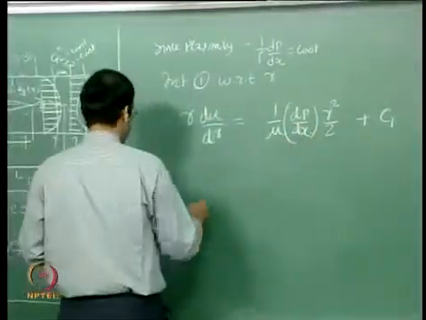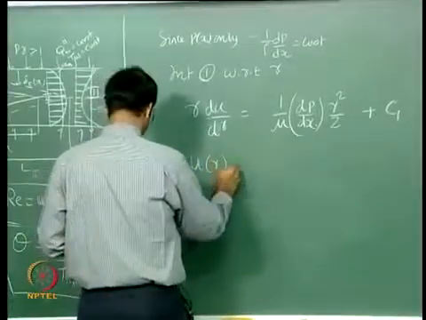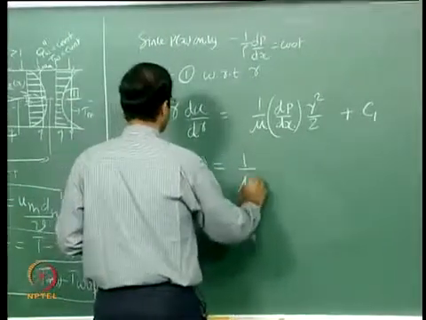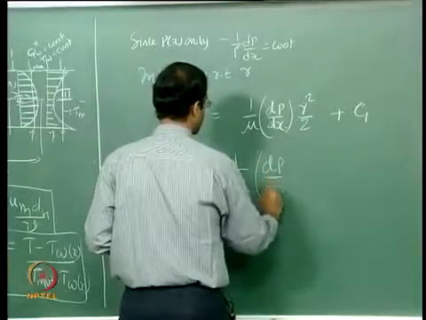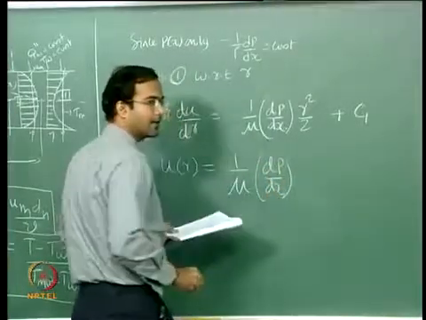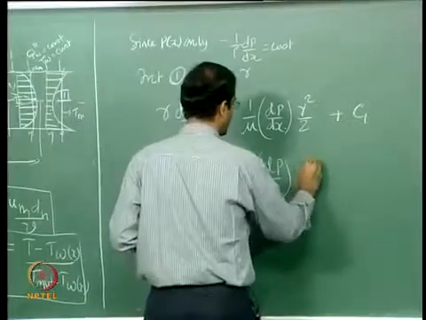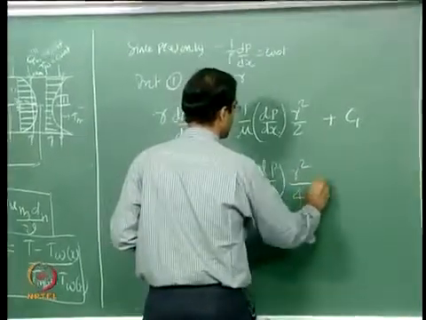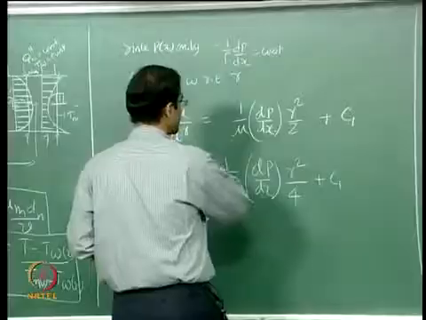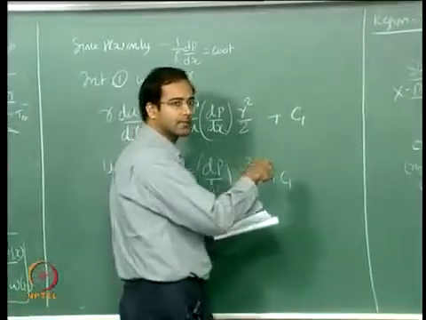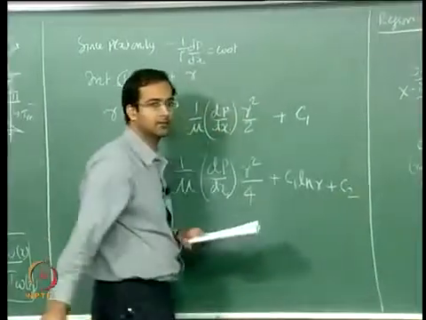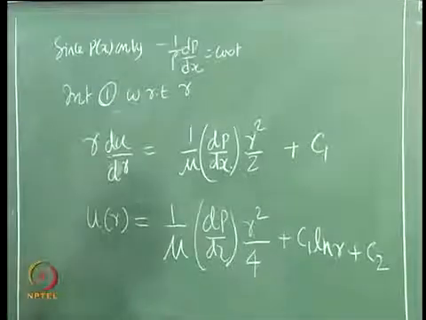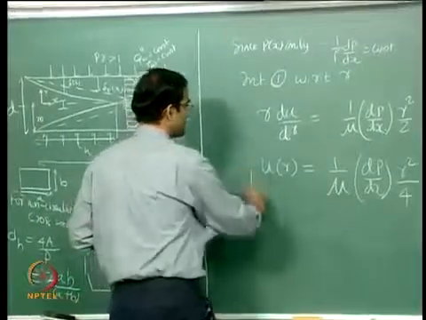Now if I integrate it again, this will be 1 by nu, my r cancels here, so this will be dp by dx, which is a constant, and if I integrate it again, this will become r square by 4 plus c1 by r, which integrates to c1 ln of r plus c2. Okay, so this is my solution.